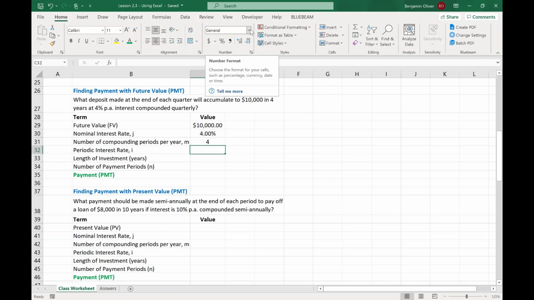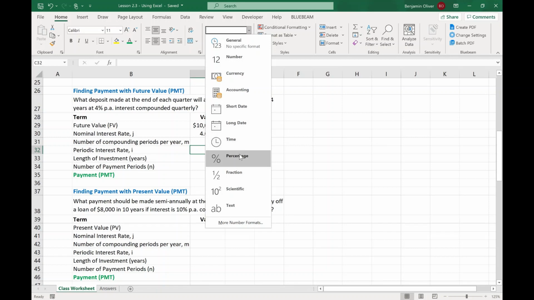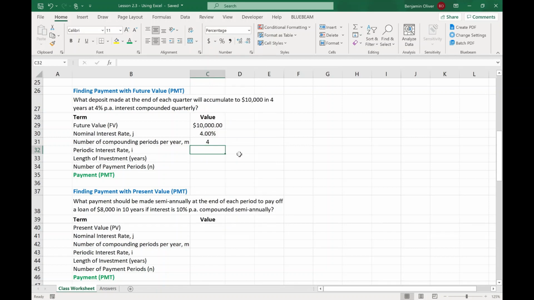So our periodic rate of interest, once again, I could put this as a percentage. You don't have to. Again, you can keep them as decimals if you choose to. So our periodic rate of interest, I, is equal to our nominal rate of interest divided by our number of compounding periods per year. And we arrive at 1%.